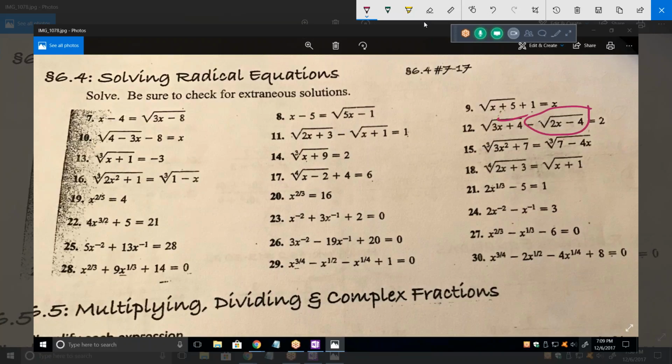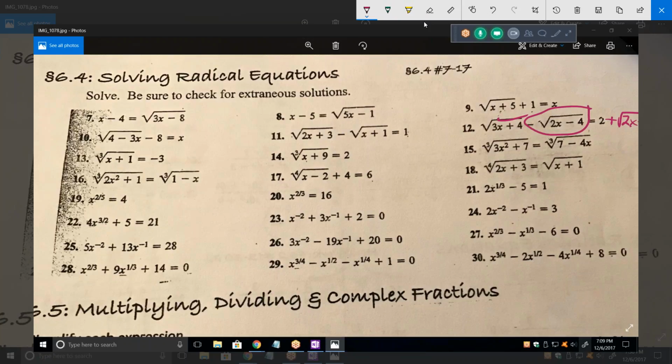I still have a radical sign now on the right side because I'm going to have 2 plus the square root of 2x minus 4. And when I square that, that leaves me still with a radical sign. Then I have to isolate that radical sign by moving everything associated with it to the other side. And now I'm left with just one radical sign, and I can square both sides again.